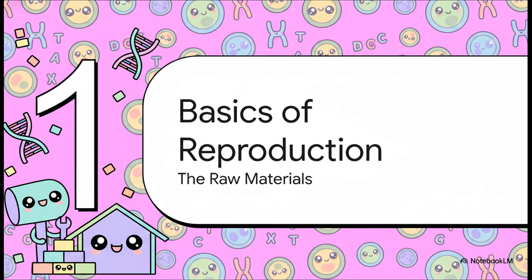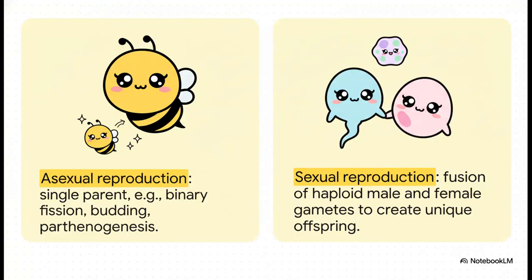So, Section 1, the basics of reproduction, or getting our raw materials. Because to build our biological house, we first need to understand how the raw materials are actually sourced. How do organisms replicate their blueprints in the first place? Well, we generally see two major avenues in nature. First up is asexual reproduction. This includes things you're probably familiar with, like binary fission in bacteria, budding in yeast, or regeneration in flatworms.